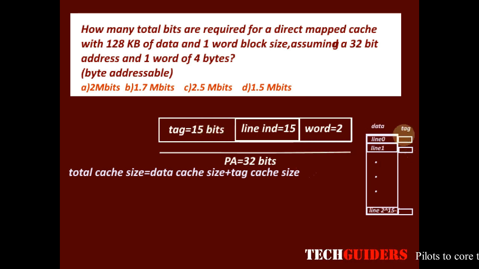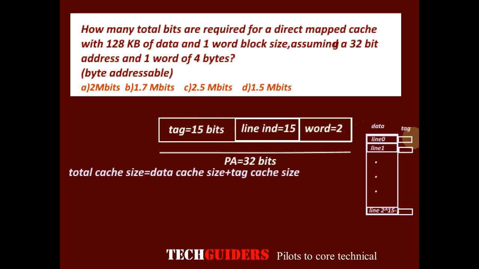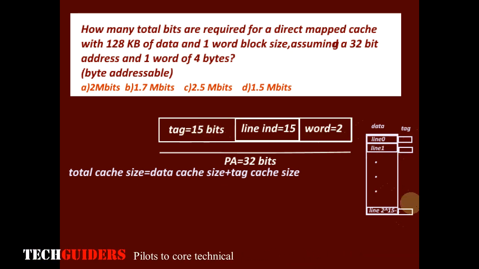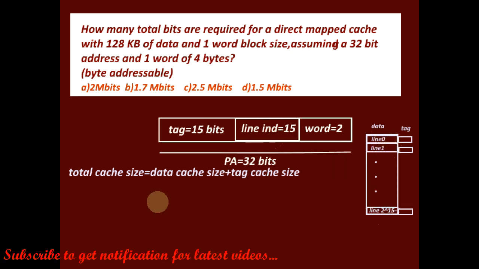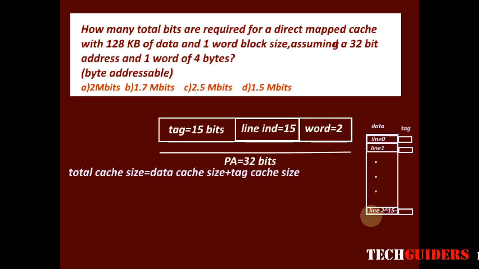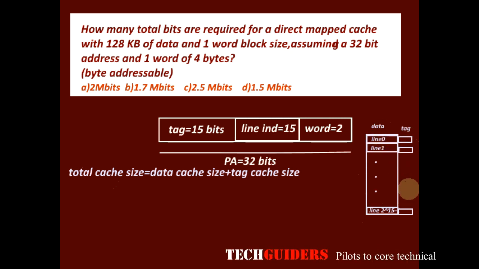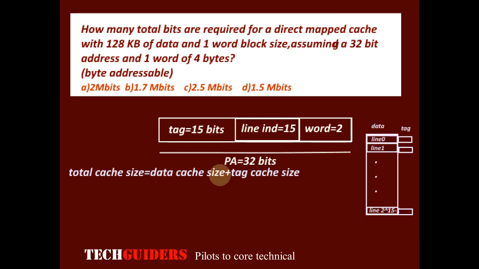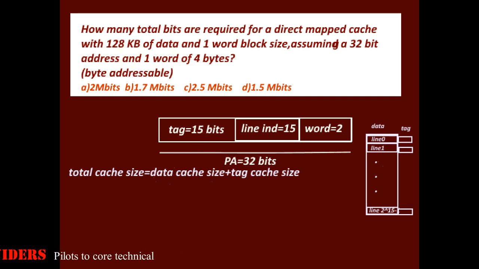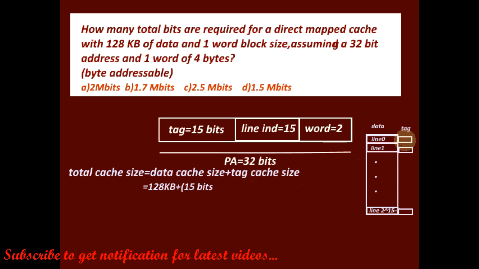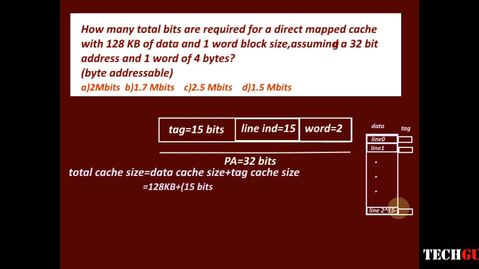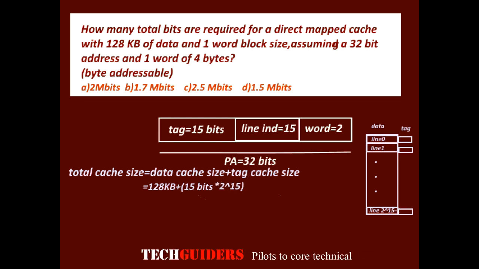That is, each tag entry is of 15 bits, and how many tag entries will be there? It is equal to the number of cache lines. The number of cache lines is 2 power 15, and the total cache size is the data cache size plus the tag cache size. The data cache size is given as 128 KB and the tag cache size is tag entry size into the number of tag entries, that is 15 bits into 2 power 15.